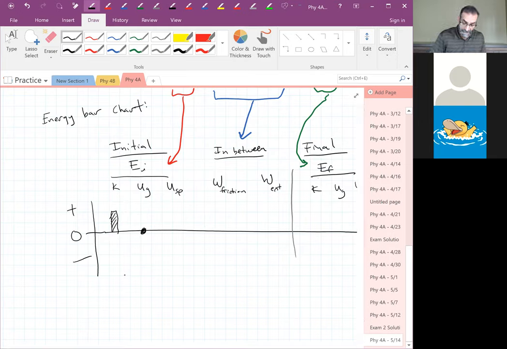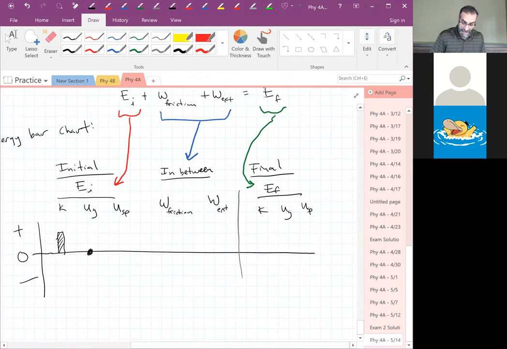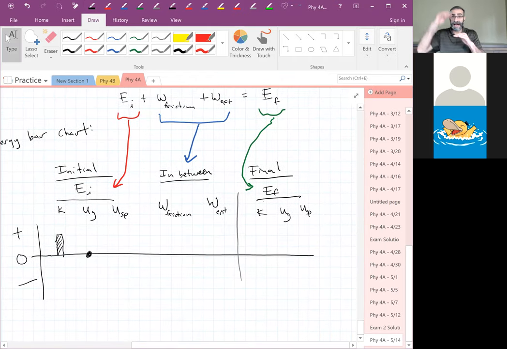And that means at the end, let's talk about the end. That means at the end, it has to have more. It has to be higher up. What's more than zero? A positive amount, right? So this is some positive amount here.